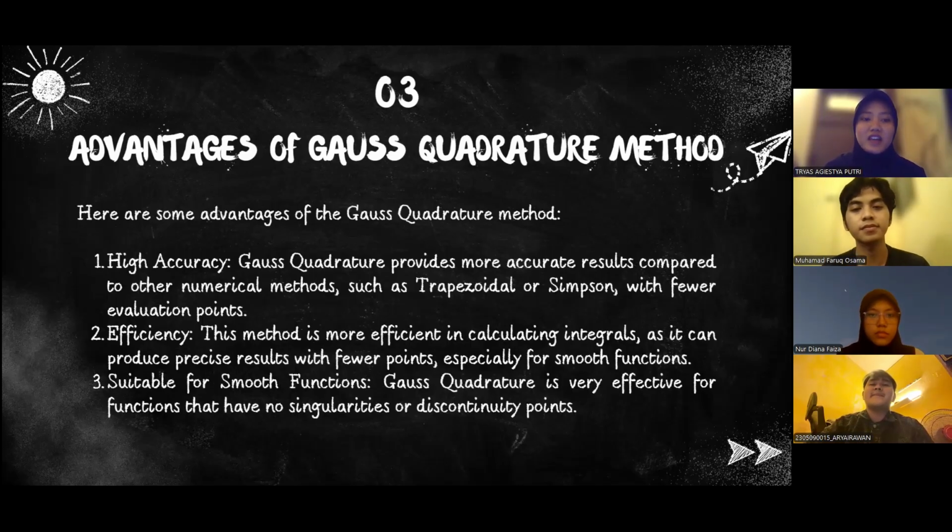So the first is high accuracy. Gauss Quadrature provides more accurate results compared to other numerical methods such as trapezoidal or Simpson with fewer evaluation points. Second is efficiency. This method is more efficient in calculating integrals as it can produce precise results with fewer points, especially for smooth functions. The third is suitability for smooth functions. Gauss quadrature is very effective for functions that have no singularity or discontinuity points.